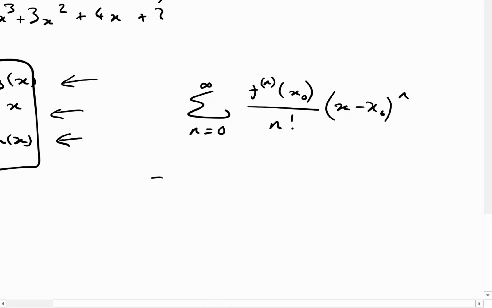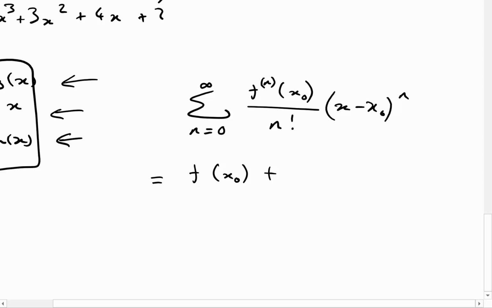Okay, let me just expand the first few terms. So let's start with n equals 0. We end up with f of x0. So the 0th derivative is just the function itself, evaluated at x0 over 0 factorial. 0 factorial is just 1. So that's just f of x0 over 1, times x minus x0 to the power 0. Well, anything raised to the power 0 is just 1. So therefore, the first term is just going to be f of x0.